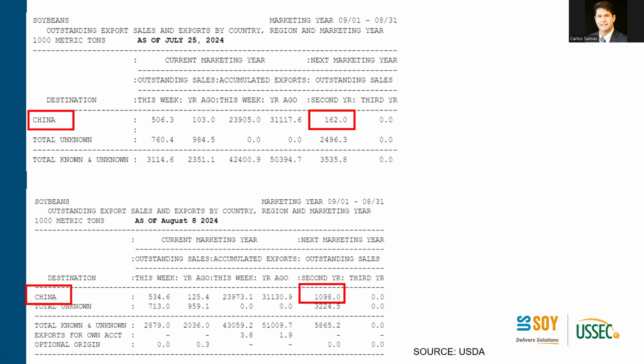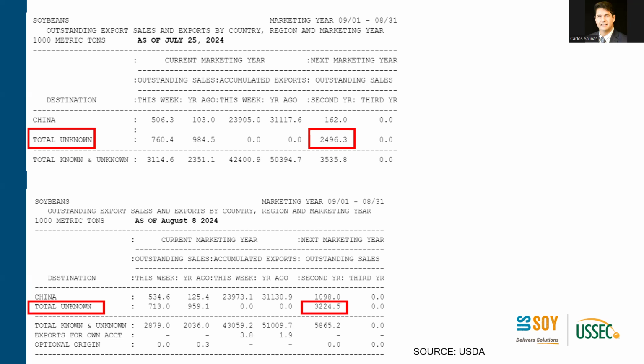But let's take a look at what has happened. On the very top, you have the USDA sales report as of the week ending July 25th, and at the bottom, as of the week ending August 8th. And China, we were at 162,000 metric tons sold. Today, we're close to 1.1 million metric tons. Again, we're behind, but a very good uptick in the last couple of weeks.